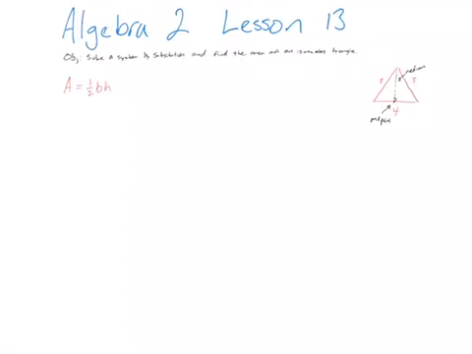This is Lesson 13, and our objective for today is to solve a system by substitution, and also to be able to find the area of an isosceles triangle. We're going to go ahead and start off with the latter part of that because I think it's a little bit easier, and then we'll move back to solving a system by substitution.